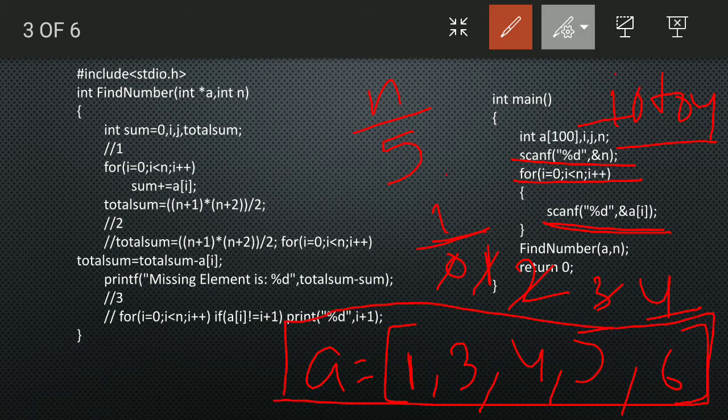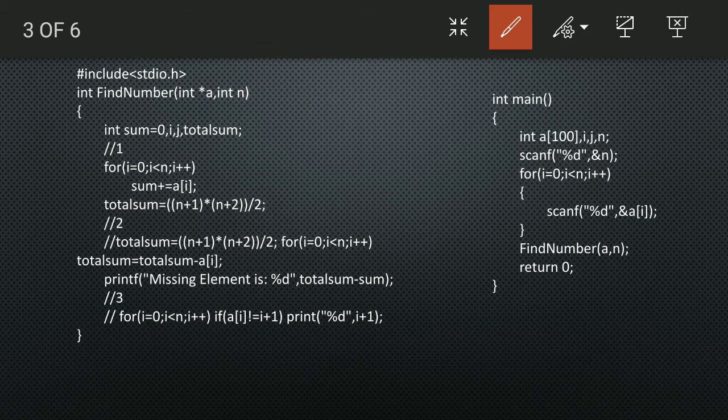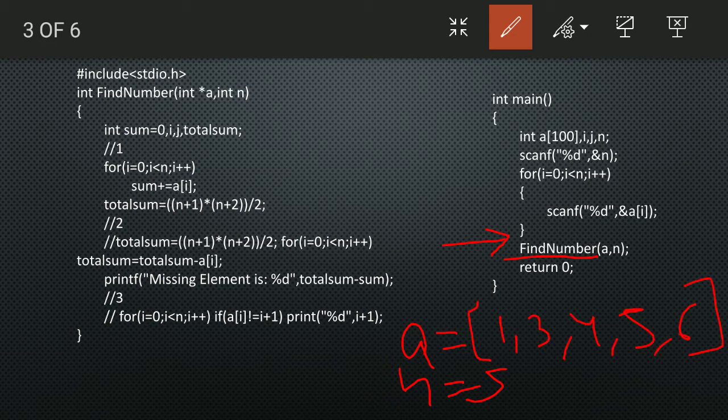After this we have the user defined function, that is findNumber, in which we are passing two variables, that is the whole array and the n value. n contains 5 and the array contains 1, 3, 4, 5 and 6. Whenever it executes this statement, it directly jumps to here. So what it is taking is int star a and n. So it is capturing them here.